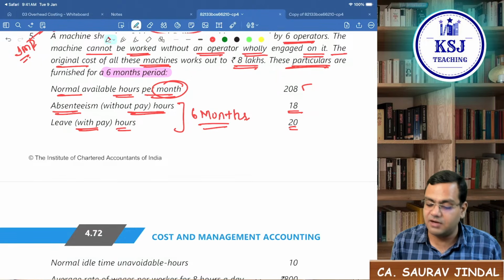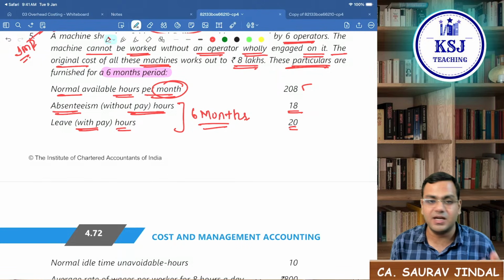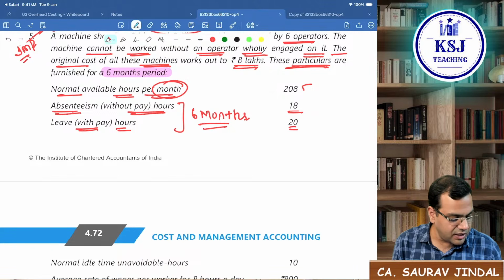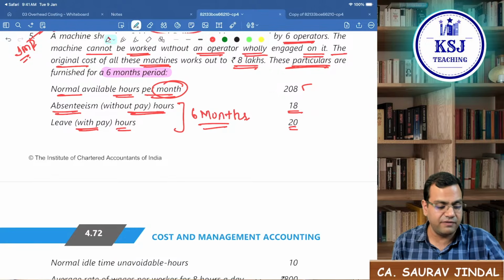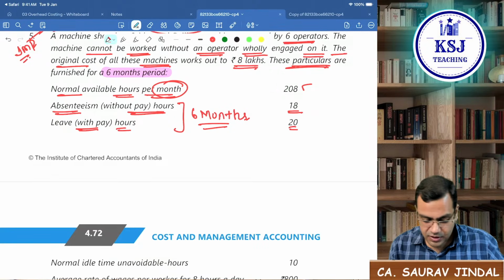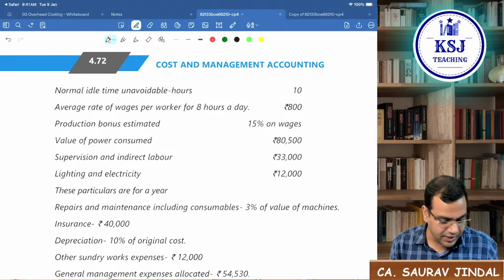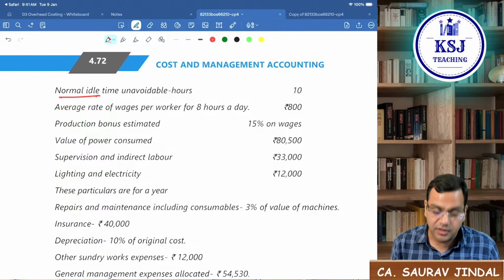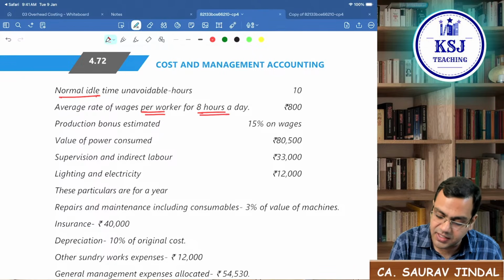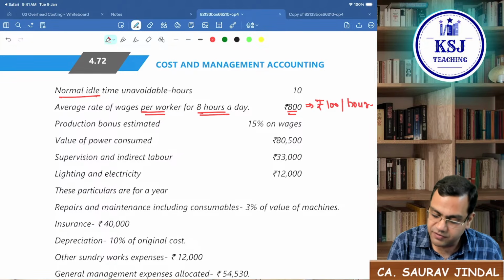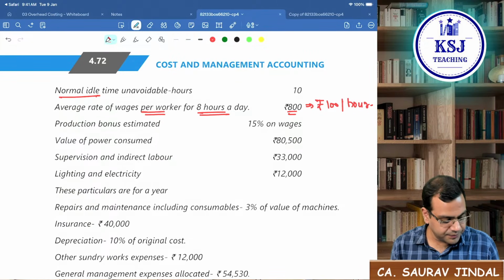Obviously, in 1 month itself, you cannot give 18 and 20 hours of leave. Logically also, will you give so much leave to your worker? Absolutely not, we can't give so much leave to our worker. Okay, next we have normal idle time, unavoidable hours, that is 10 hours. So it is the normal time which is given to you. Average rate of wages per worker for 8 hours a day is rupees 800. That means rupees 100 per hour.